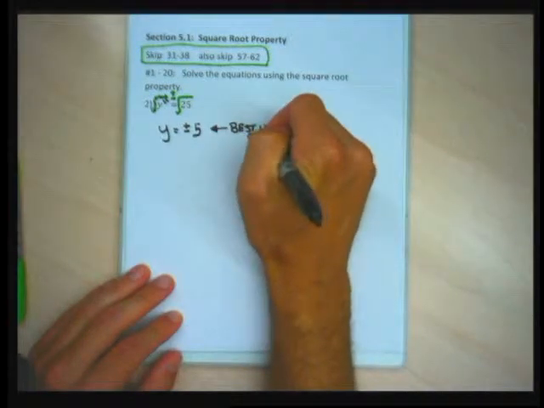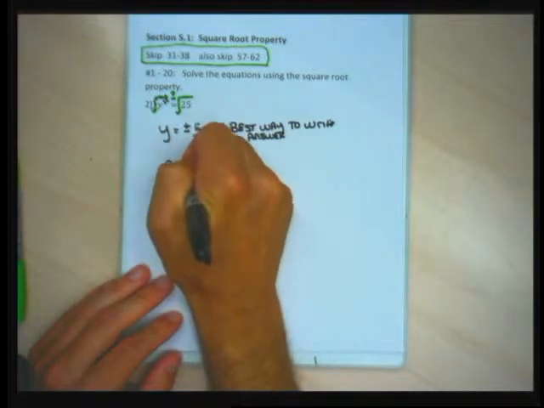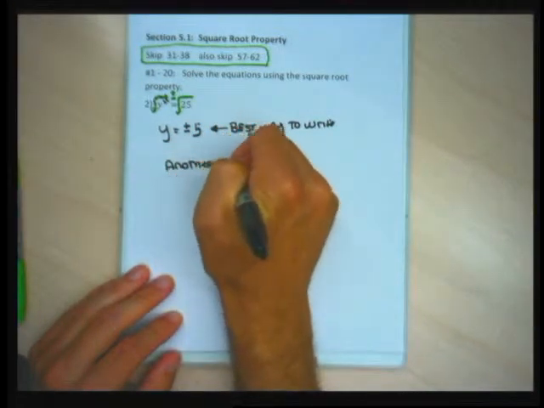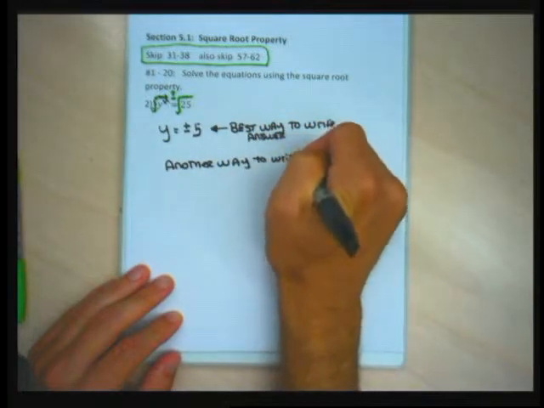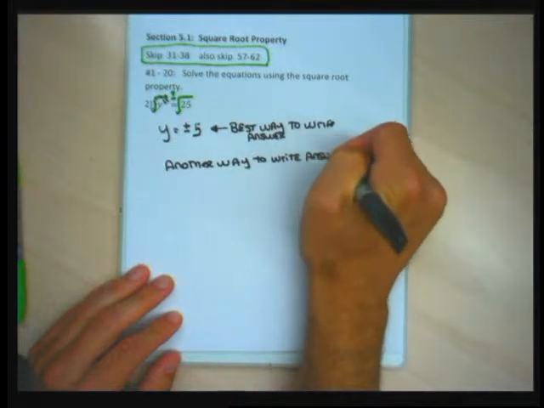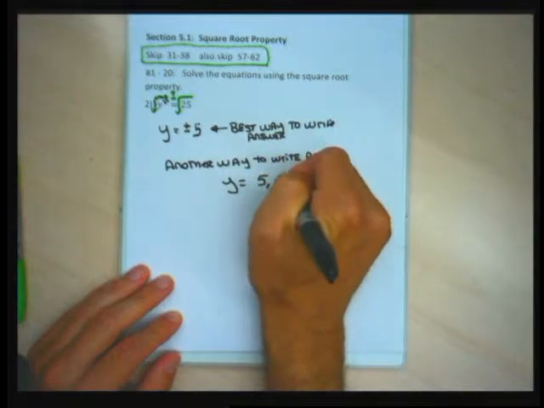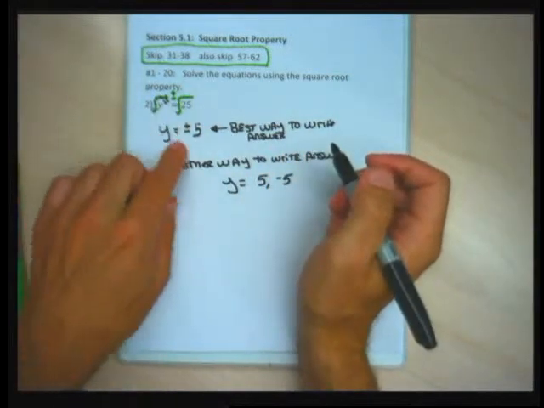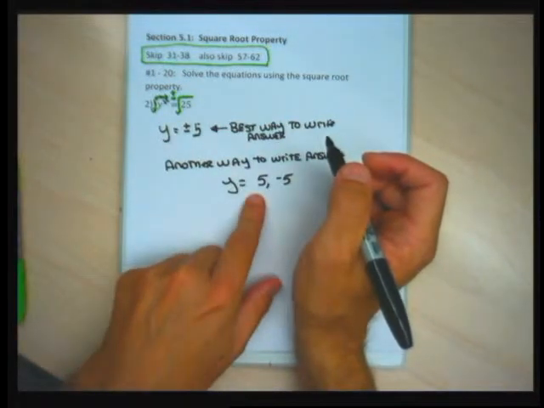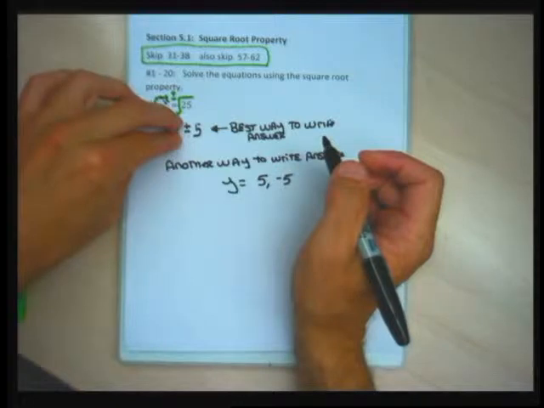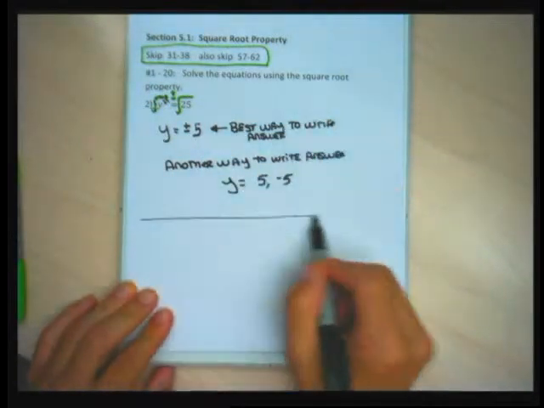Because it's efficient and it's kind of common. Another way to write the answer would be y equal to 5 and negative 5. The plus or minus means both positive and negative 5 are solutions. And with the plus or minus symbol, you need the plus sign, but if I'm writing the 5 separately, you don't need the plus sign.